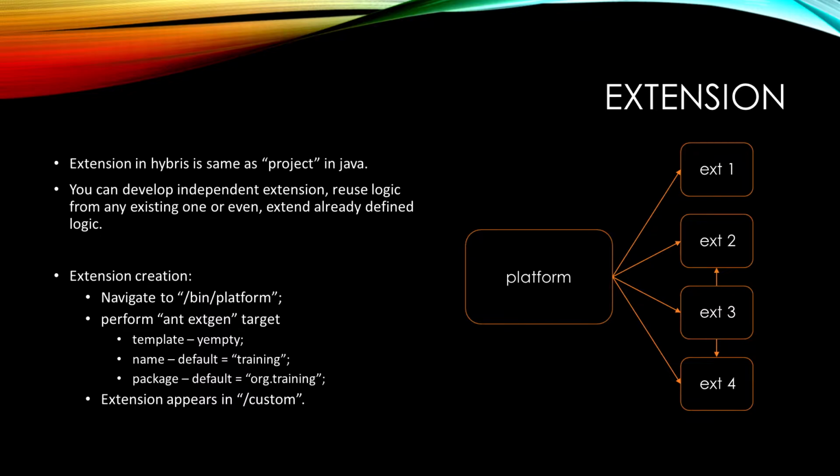To create an extension, you need to navigate to the platform directory and perform the xgen target. As a result, the extension appears in the custom folder.